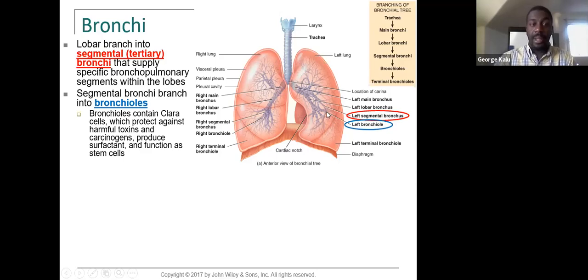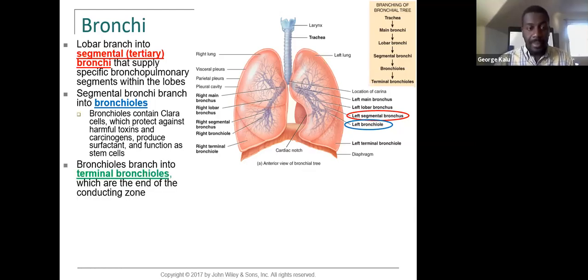Okay. And so the bronchioles are going to contain a few different things. Number one, they contain some club cells. These club cells are able to protect against different types of toxins and any kind of carcinogen that we breathe in. They're able to produce some surfactant, which we'll talk about in a second, and some of the club cells can also act as stem cells for the body. Okay. We talked about surfactant already in chapter 4, but we'll get to more specifics in a bit. Then we have our bronchi dividing further and branching into the terminal bronchioles.